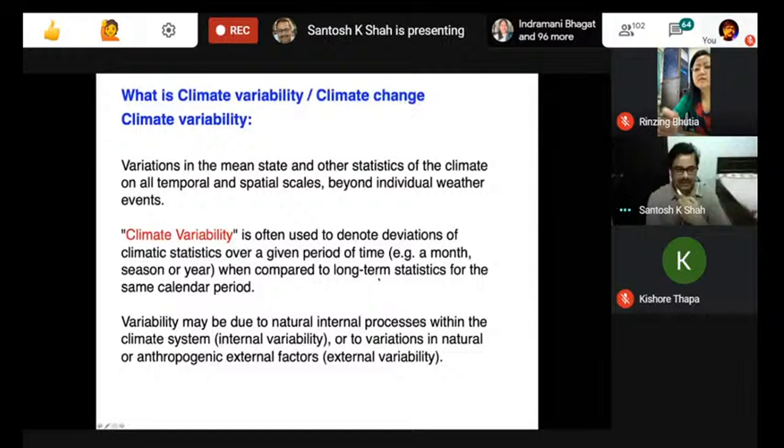These are like, if one year you receive a very good monsoon, and another year you don't get one, that is a variability. Year-to-year variation. This variability may be due to natural internal processes within the climate system.